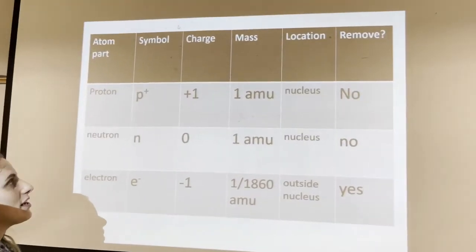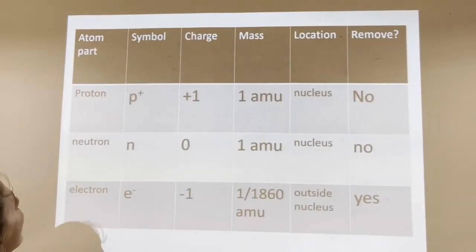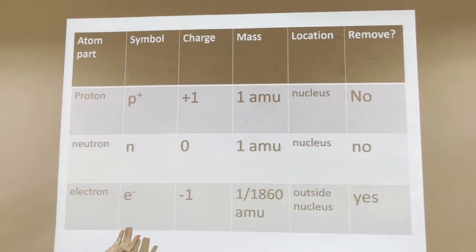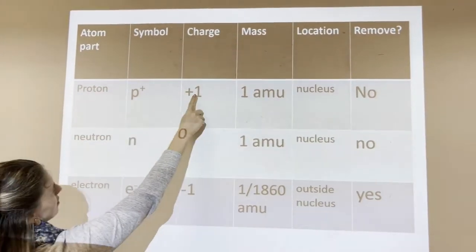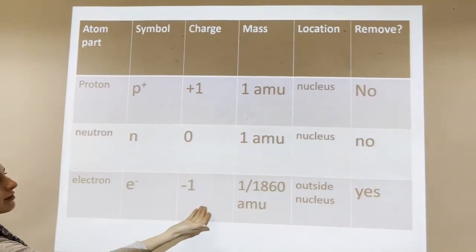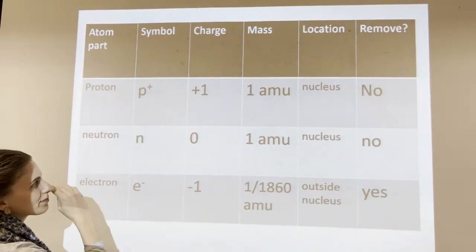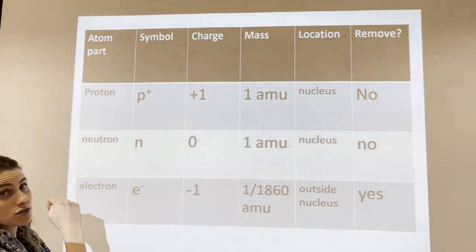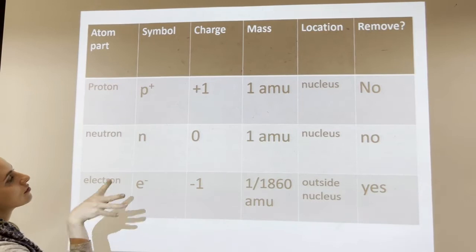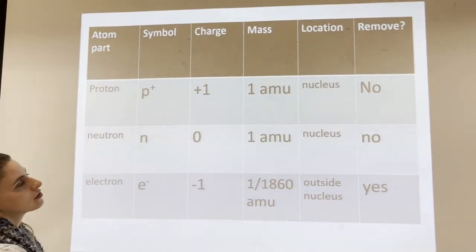So this should be some review for you. We've got the atom parts: proton, neutron, and electron, which you have heard before. Our proton has a +1 charge, the neutron is neutral with no charge, and the electron has a -1 charge. You should copy this down in your notes. It's 6 vertical columns and 4 horizontal rows. So get this information now.